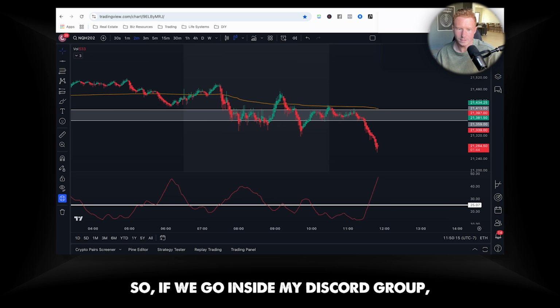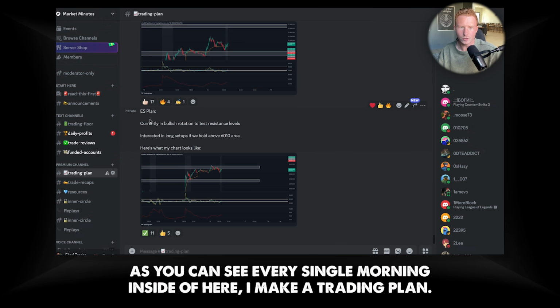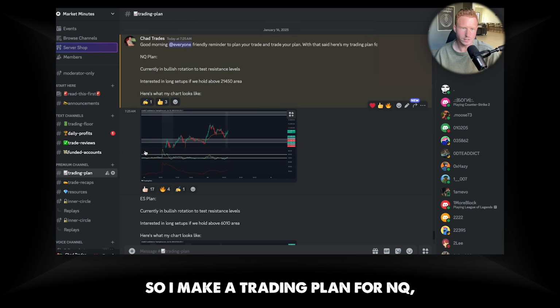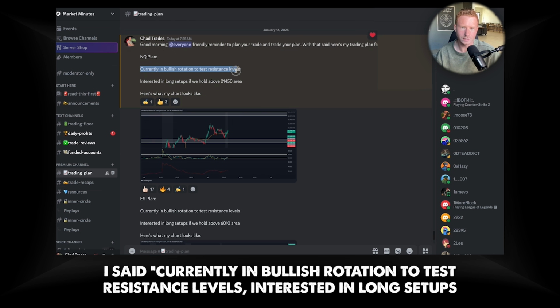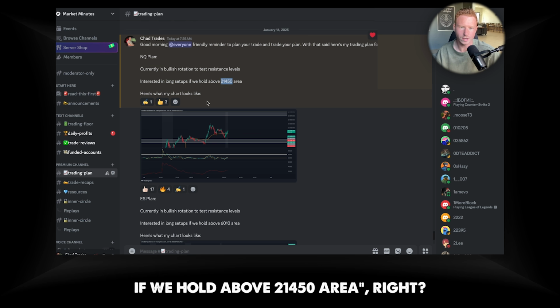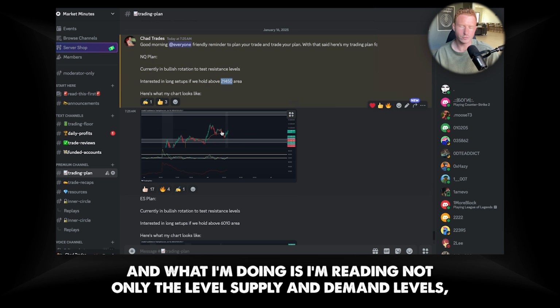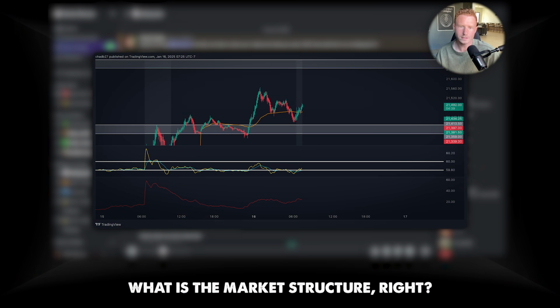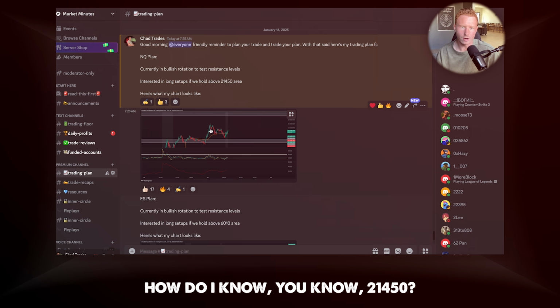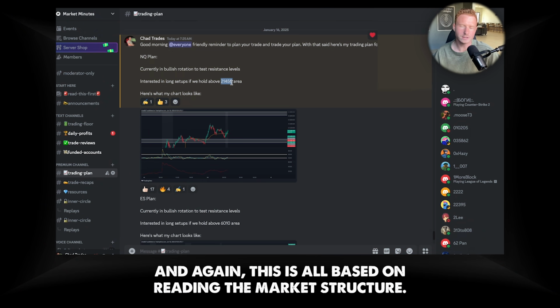So if we go inside my Discord group, as you can see, every single morning inside of here, I make a trading plan. So I make a trading plan for NQ. I say currently in bullish rotation to test resistance levels, interested in long setups if we hold above 21,450 area, right? And what I'm doing is I'm reading not only the levels, supply and demand levels, but I'm also seeing what is the market structure, right? What does the trend look like? How do I know 21,450? And again, this is all based on reading the market structure.